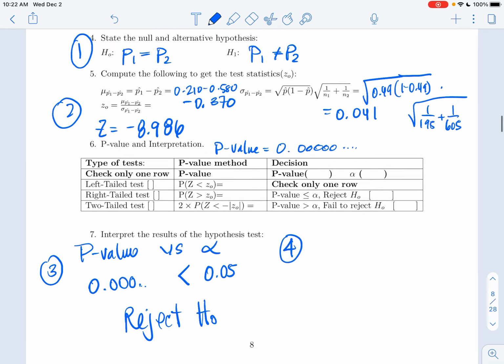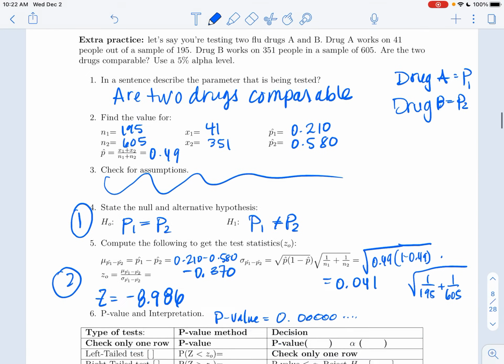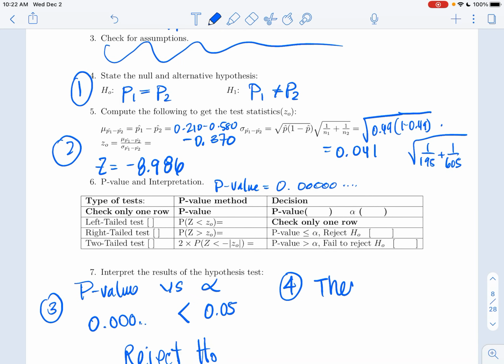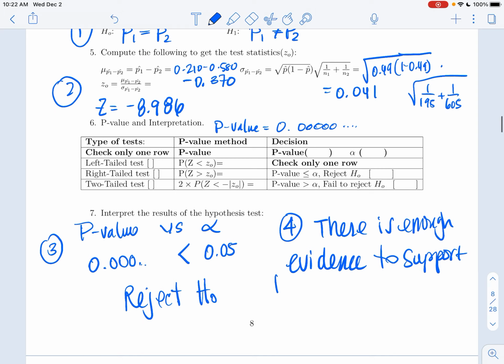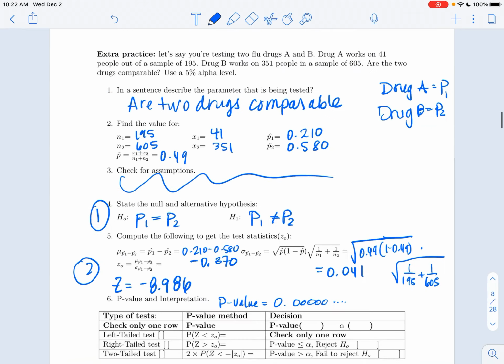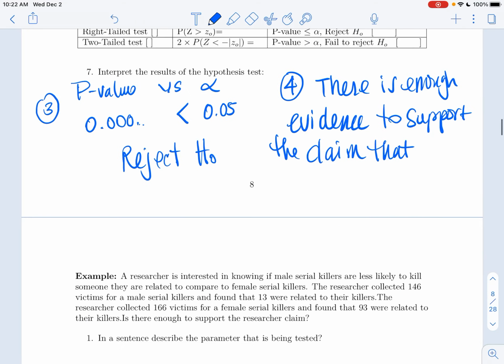So step 4, there is enough evidence to support the claim that the true drugs are comparable.